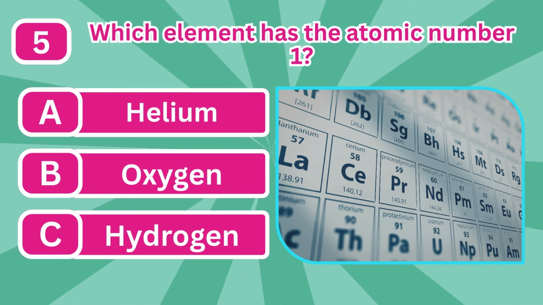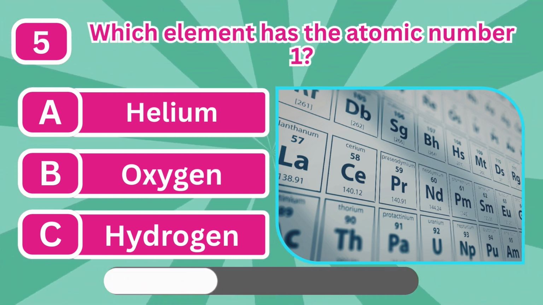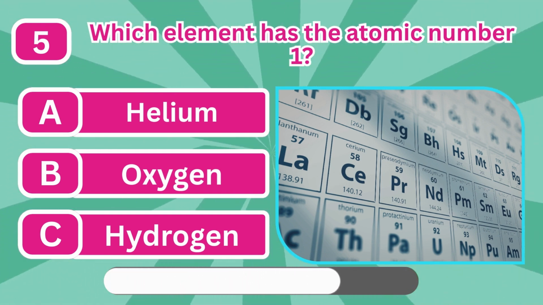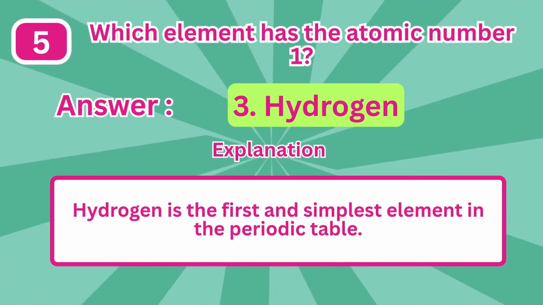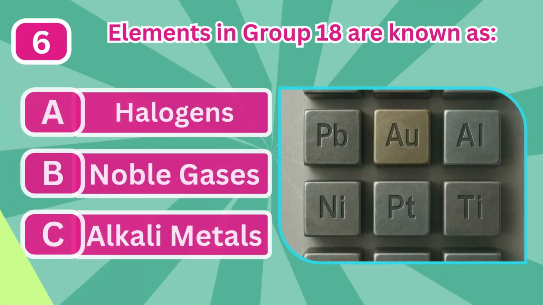Which element has the atomic number 1? Three. Hydrogen. Hydrogen is the first and simplest element in the periodic table.